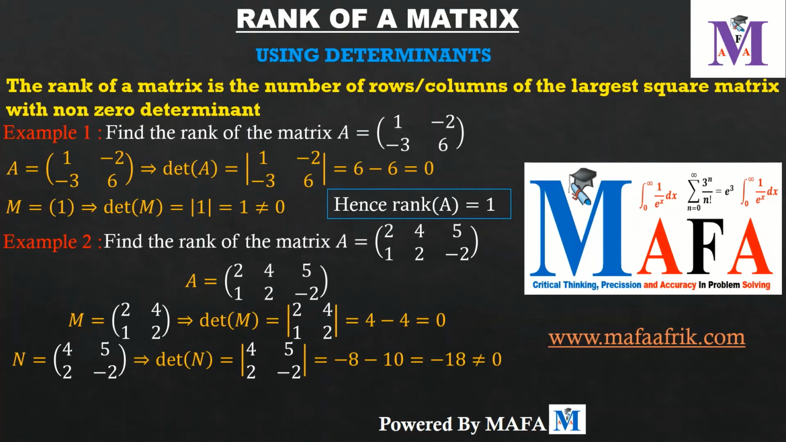Hence this is the largest square matrix that we have obtained from our matrix A, whose determinant is different from 0, and hence by the definition of the rank of a matrix regarding the determinant, the number of rows of our matrix N is 2 and the number of columns is 2. Hence we can conclude that the rank of our matrix A is equal to 2, because the largest square matrix whose determinant is not 0 is a 2 by 2 matrix. 2 rows, 2 columns, hence the rank of the matrix is going to be 2.